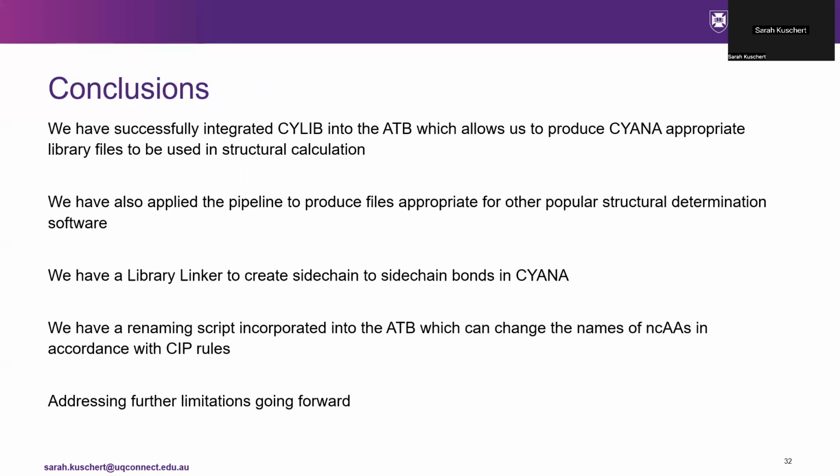So if you do end up following this protocol and find a way that it seems to be broken, we'd love to hear from you so we can update it. We'd like to address further limitations going forward, such as we can't use this protocol to create beta amino acids. It does have to be your standard nitrogen, carbon alpha, carbon amino acid. So that's something we'd like to address going forward.